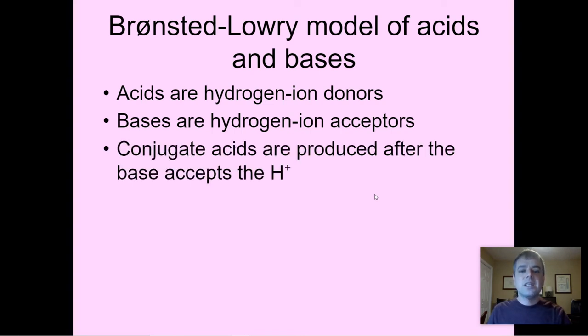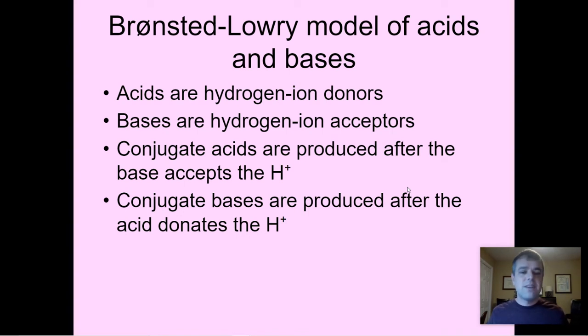After a base accepts a hydrogen ion, it now has one that it could donate, turning that base, after it does its base thing and takes the H plus, into what we now call a conjugate acid. It now has become an acid again. And a conjugate base is produced after the acid donates the H plus because it could now accept one back. It gave one up, it could now take it back. So they're called the conjugate acids and bases of them. Now, a conjugate acid base pair is two compounds that just differ by a single hydrogen ion.